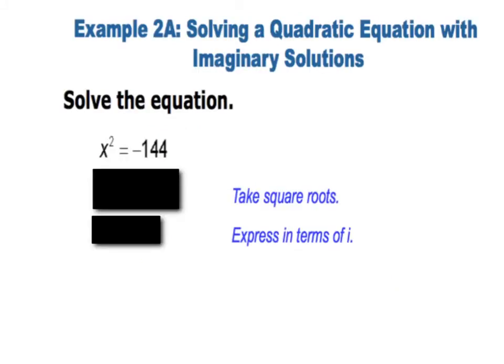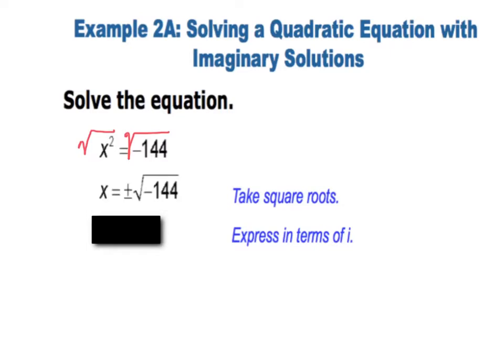Okay, now let's take a look at a problem where we can use some of the skills that we've been looking at. So, first of all, let's ask ourselves, if I have x squared is equal to -144, what do I do to solve for x? Well, if you said take the square root of both sides, you are correct. If you take the square root of both sides, you're going to get this: x is equal to plus or minus the square root of -144.